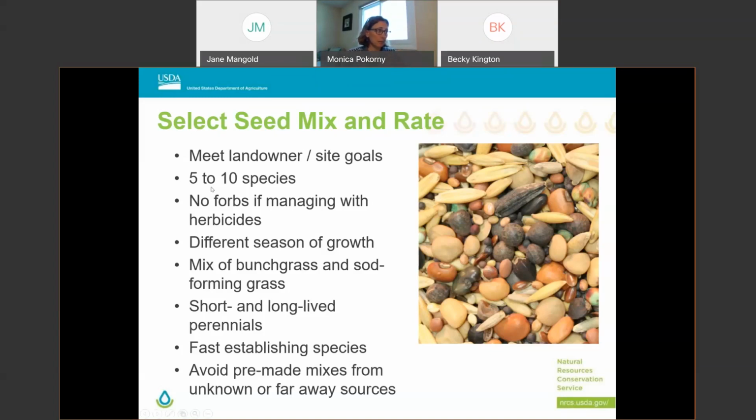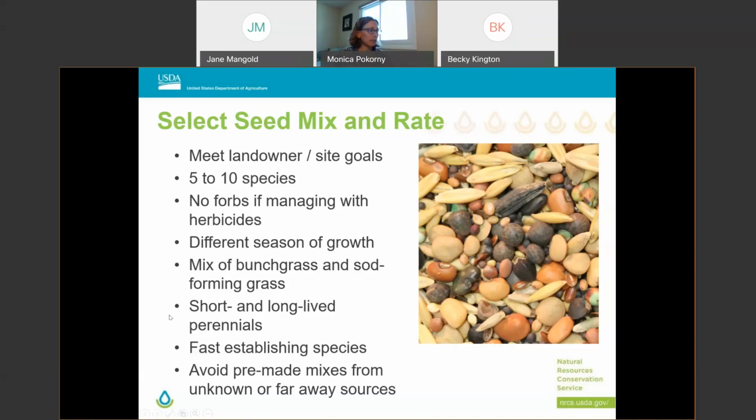Really important, if we're going to be controlling weeds into the future with a broadleaf herbicide, don't include forbs in your seed mix. I've seen this happen, and literally the few forbs that remain on the site probably cost hundreds of dollars in seed to have them on the site.